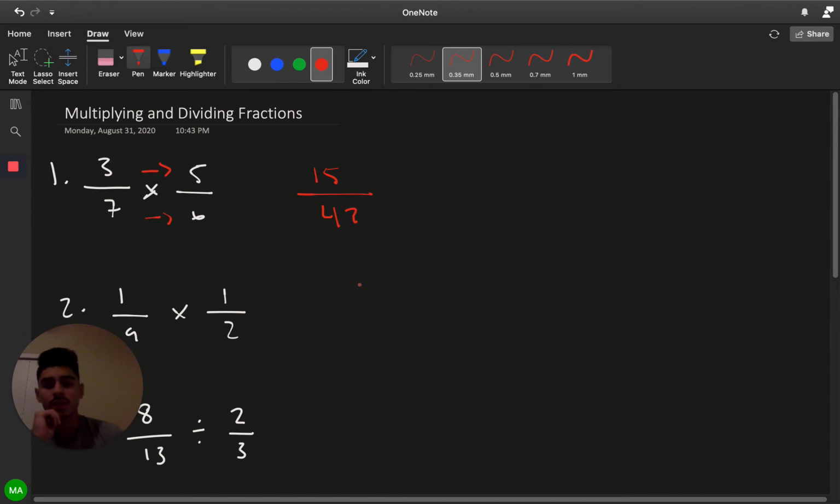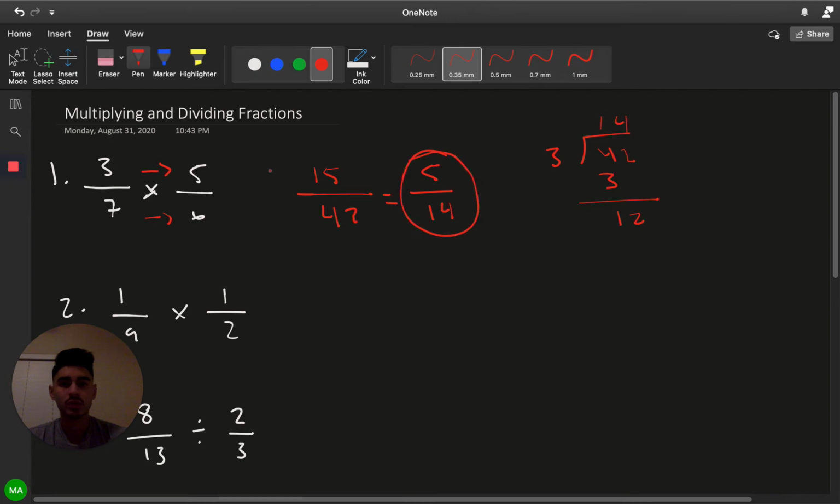Now, can this be divided by 3? Or any number. I'm thinking 3, so we can divide 15 by 3. Let's see if we can divide 42 by 3. 42, and this goes 3 right here. Looks like we can. 4. So this number can be reduced down. If we divided both sides by 3, it would be 5 over 14. This would be it for the first one.